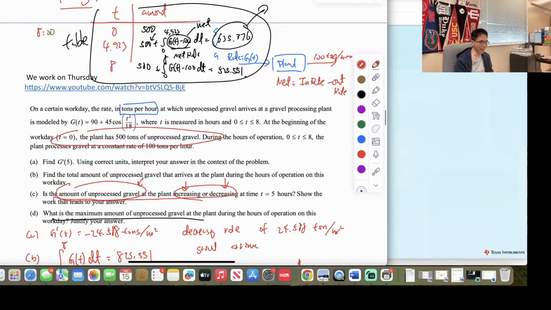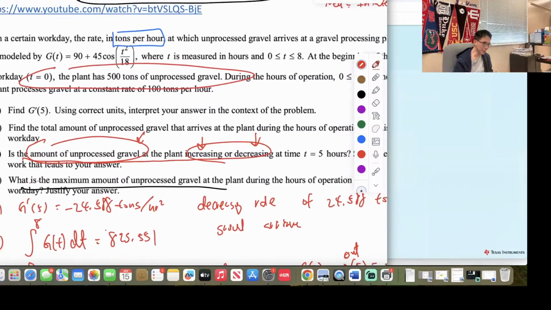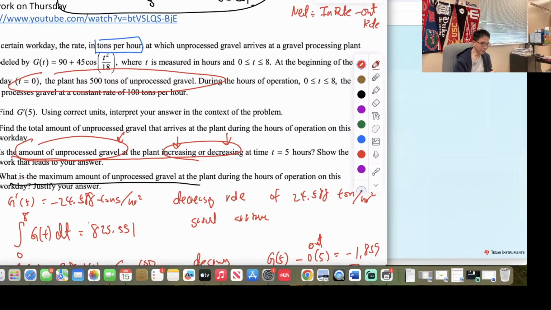You are going to get net rate questions. Now, pay attention to the net rate. Pay attention, because part B, part A, no, not this question.